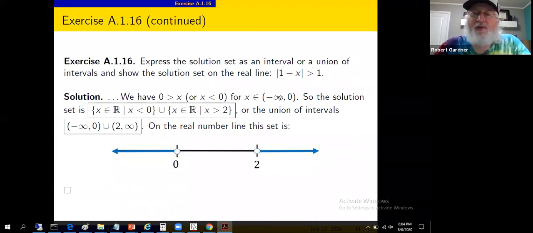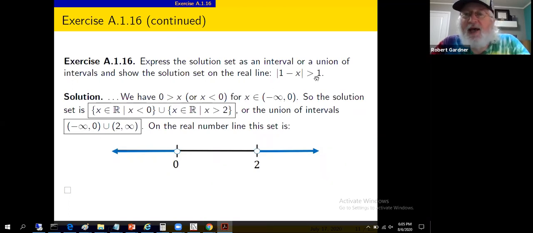Okay, so here's where we left off. Either x is an element of this interval or x is an element of the other interval. Either or, so if we take the union of those two intervals, that's the solution to this inequality. By the way, on the real number line, here's x greater than 2, and here's x less than 0. Notice the endpoints aren't included because we used open parentheses here.